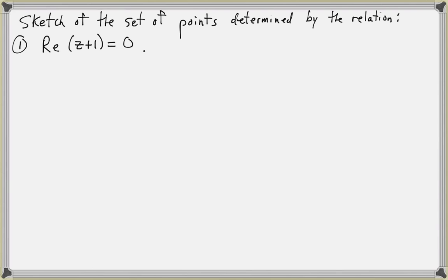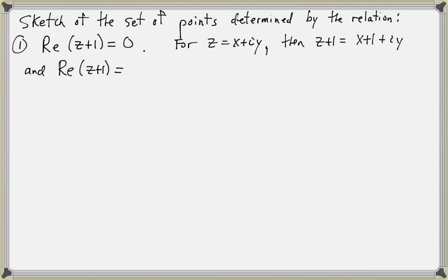So if I write z equal to x plus iy, then z plus 1 will be x plus 1 plus iy, and then the real part of z plus 1 will be the real part of x plus 1 plus iy, which is just x plus 1. If I set the real part of z plus 1 equal to 0, I get the line x plus 1 equals 0, which is the vertical line x equals negative 1.